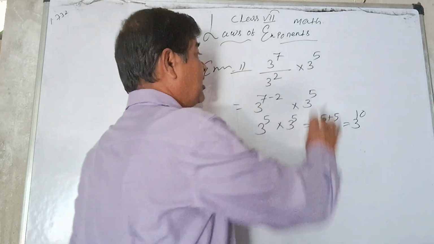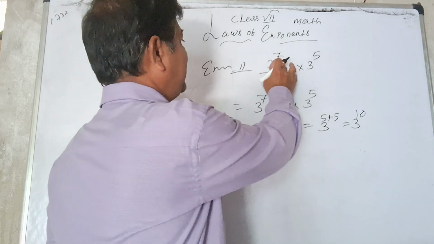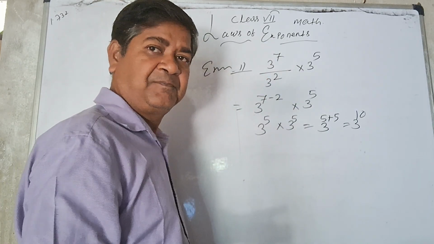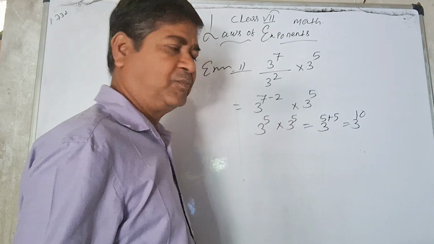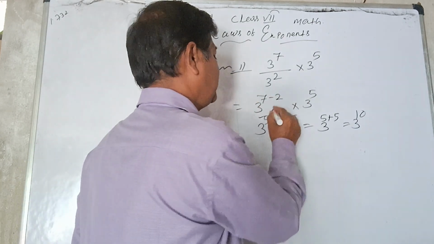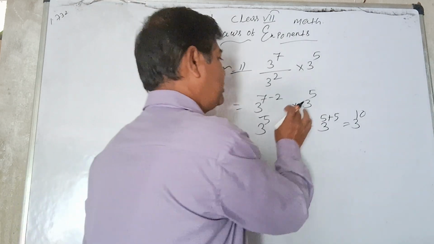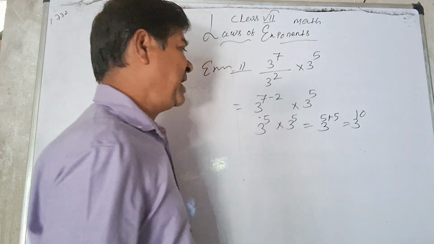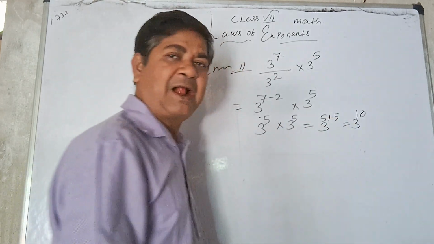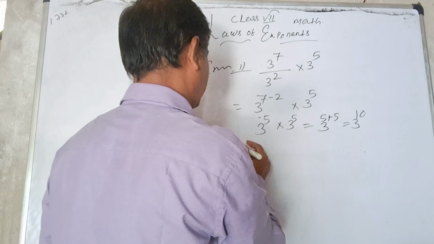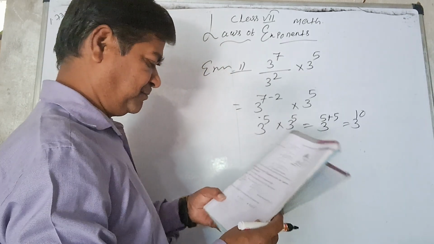This question is not hard for you. 3 to the power 7 divided by 3 to the power 2. Division means power subtraction, 7 minus 2, so 3 to the power 7 minus 2 is 3 to the power 5. Similarly, into 3 to the power 5. Multiply: base remains same, the power will be added, 5 plus 5. 3 to the power 10. Next question.